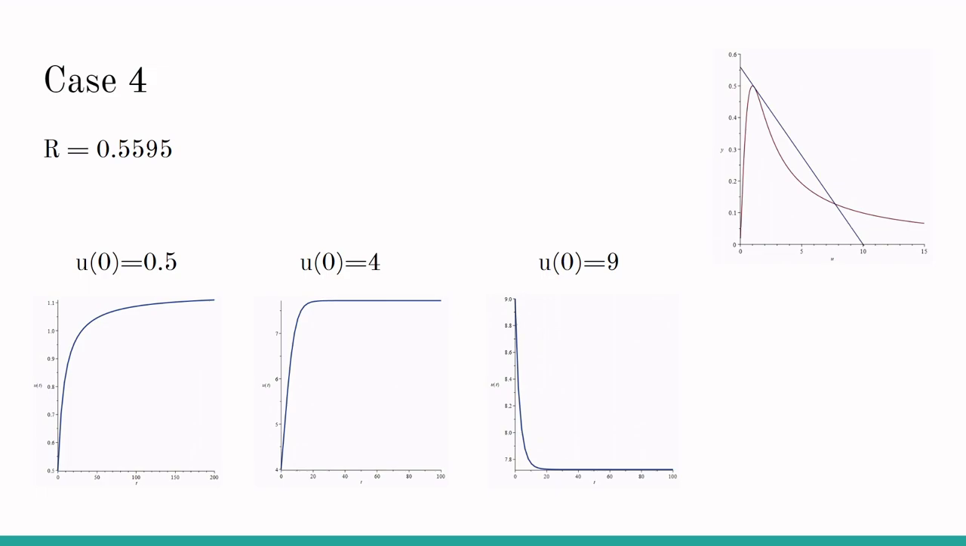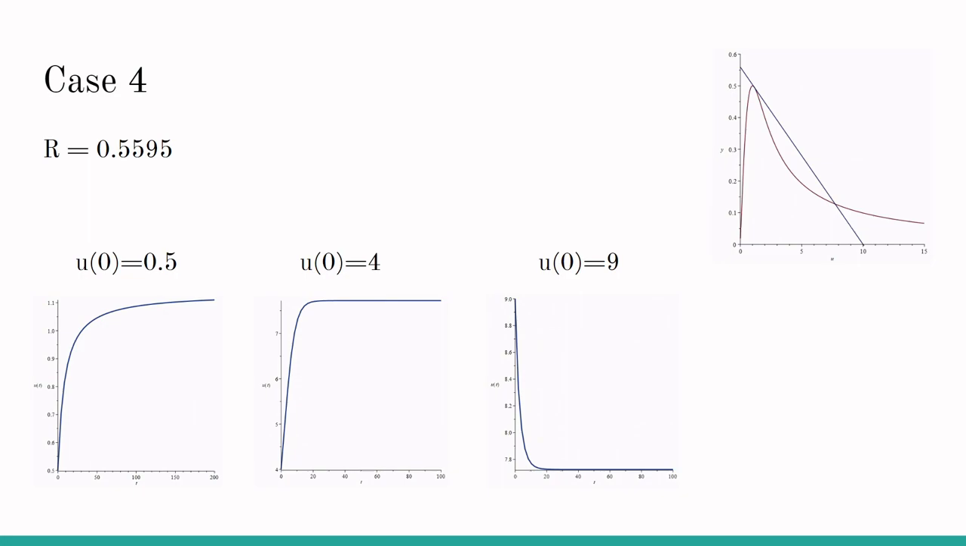Here we have case 4. R is 0.5595. And this is a very critical point, because if the reproduction rate ever goes beyond this point, it starts to become extremely dangerous for our forest. As you can see, if we have 0.5 as our starting, it only goes up to 1.1. Not a big deal for the forest.